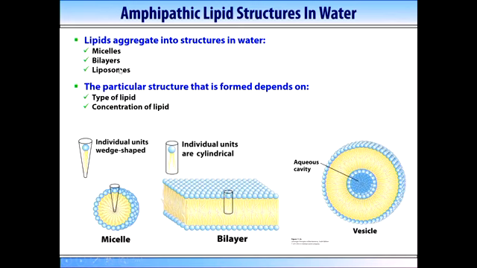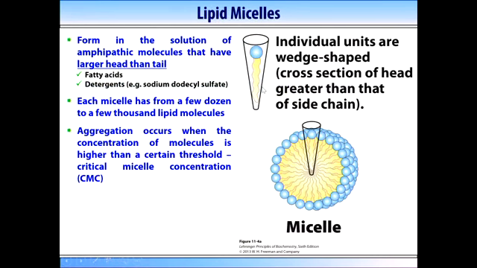The type of structure that will be formed by any particular lipid will be determined by the type of lipid, or its chemical structure, and its concentration. For example, micelles. A micelle would be formed by a lipid whose overall shape can be approximated by a cone. When this type of lipid is mixed with water, it self-organizes into a structure called a micelle, which is like little spheres made of these conical lipids.